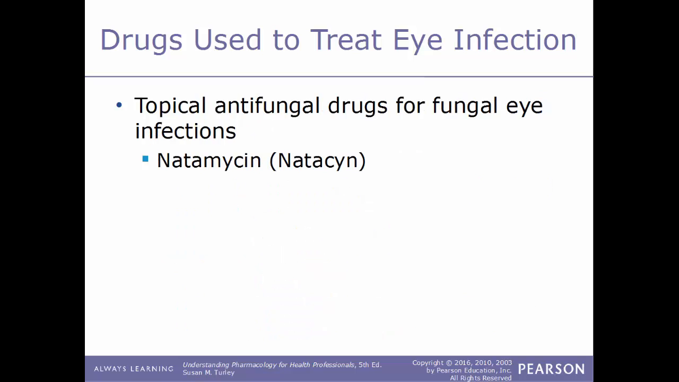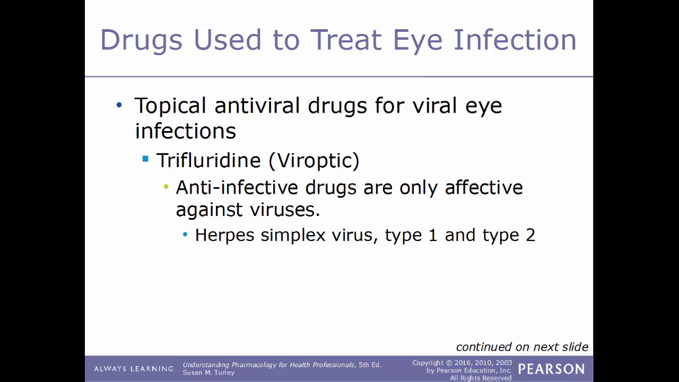Another type of drug used to treat eye infections is topical antifungal drugs. We have one example here, natamycin, which is sold under the trade name Natacyn. Another type of drug used for eye infections would be topical antiviral drugs. An example of this kind of drug would be trifluridine, sold under the name Viroptic. This is a type of anti-infective drug that's only effective against viruses, such as herpes simplex virus 1 and 2.